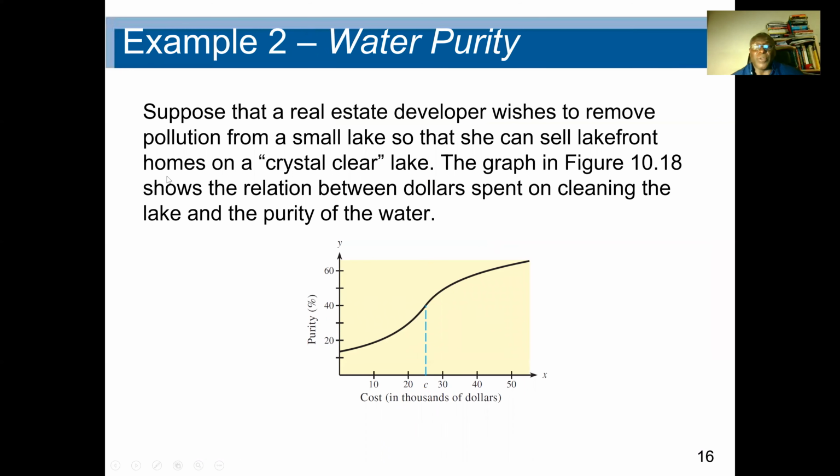So this is another example, of water purity. Here they say, suppose that a real estate developer wishes to remove pollution from a small lake so that she can sell lakefront homes on a crystal clear lake. The graph in figure 10.18 shows the relationship between dollars spent on cleaning the lake and purity of the water. Just by looking at the graph, I can see that the more money we spend, the more pure the water becomes.